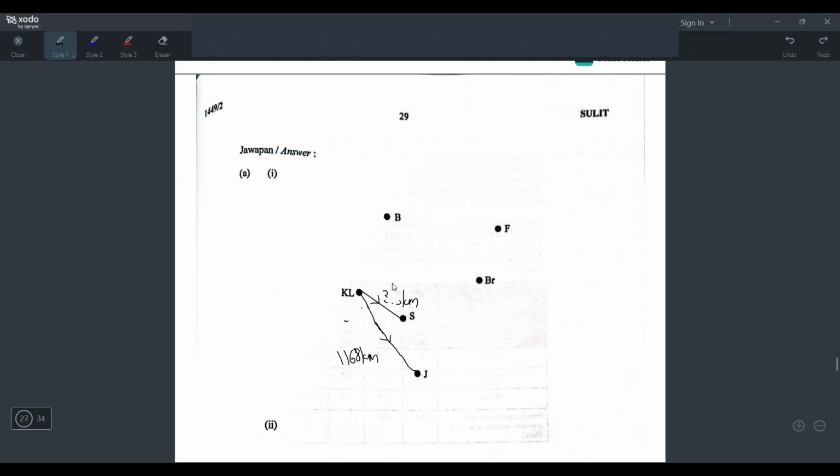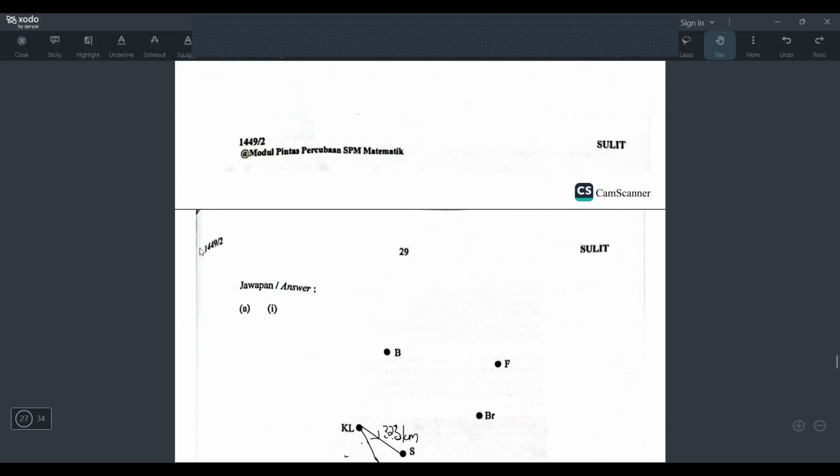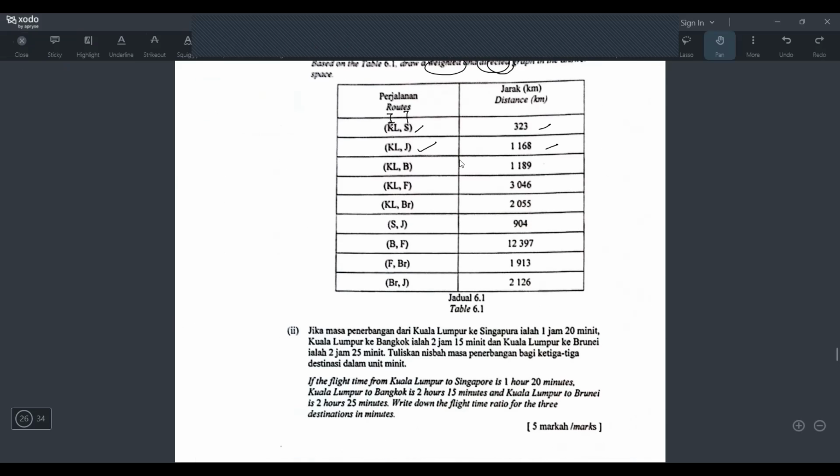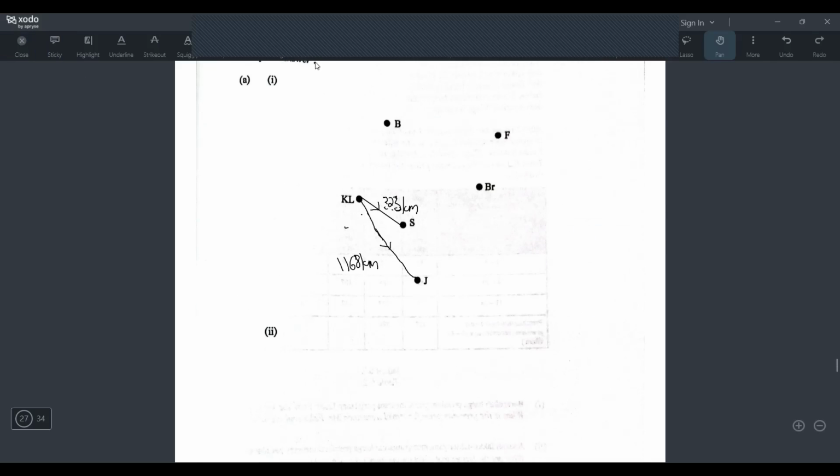Okay, let's just change it. 323. Okay, so that's it. Next one. Make sure the arrow is also pointing correctly. KL to Bangkok, 1189. The arrow has to point to B. Yeah, 1189.